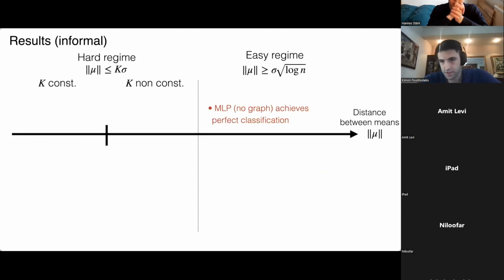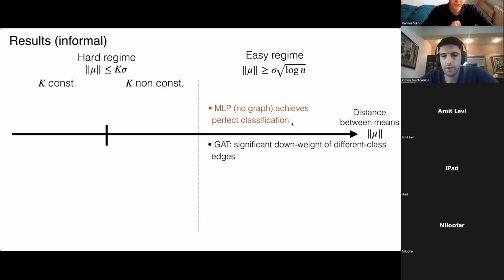So the first result is for when we don't use the graph. I won't actually call that a result. This is based on classical observations, but we need it basically for context. You know, we need some benchmark to compare. So when we don't use the graph in the easy regime, the multi-layer perceptron can achieve perfect node classification. So now the question is, what happens to GAT?